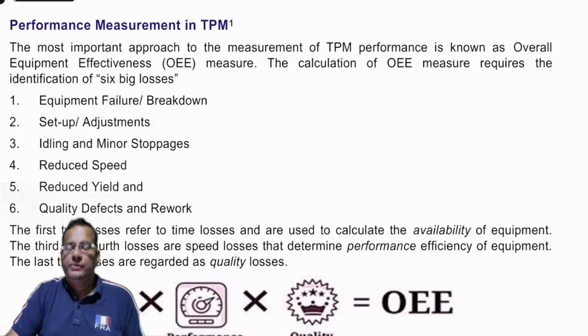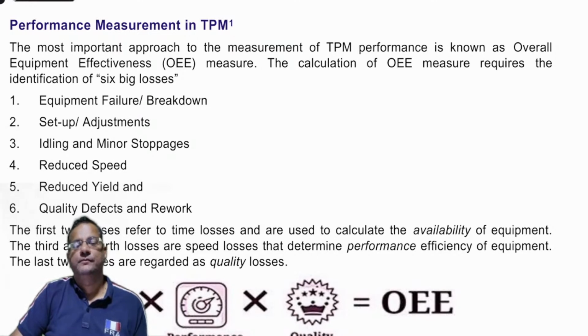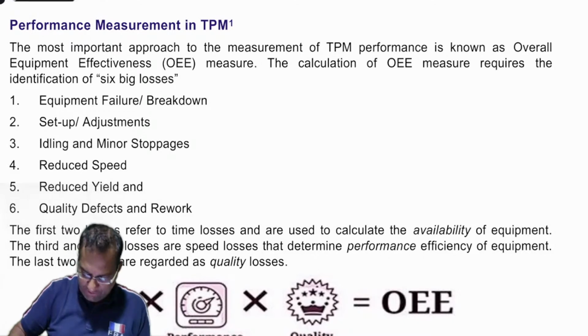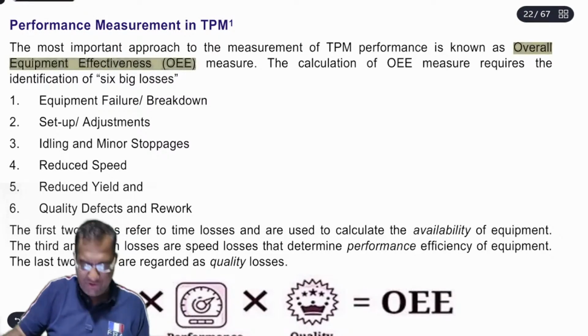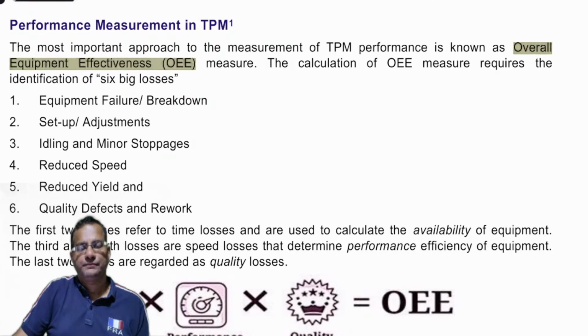and the technique through which performance is measured is known as, write down in inverted commas, "Overall Equipment Effectiveness." I am underlining this word, overall equipment effectiveness. Write down in brackets, this is the very common abbreviation, OEE.